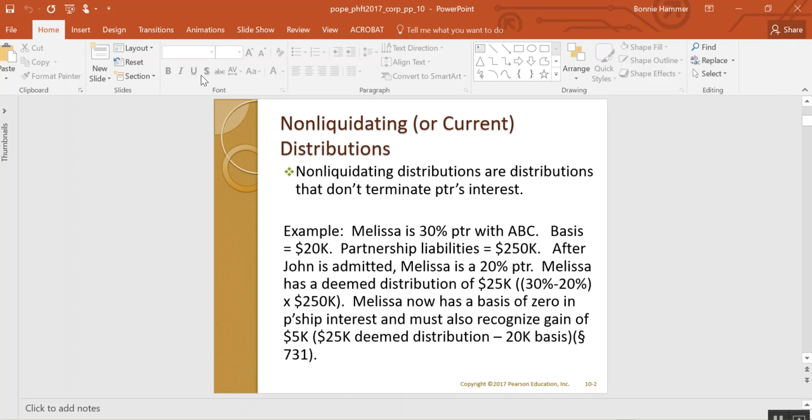And there's a rule in section 731 of the code that says, to the extent that you have a distribution in excess of basis, you have capital gain for the excess. And her excess distribution is $5,000, right? $20,000 basis minus a $25,000 distribution. That distribution is in excess of her basis by $5,000. So she will have a gain that she needs to pick up on her tax return of $5,000.